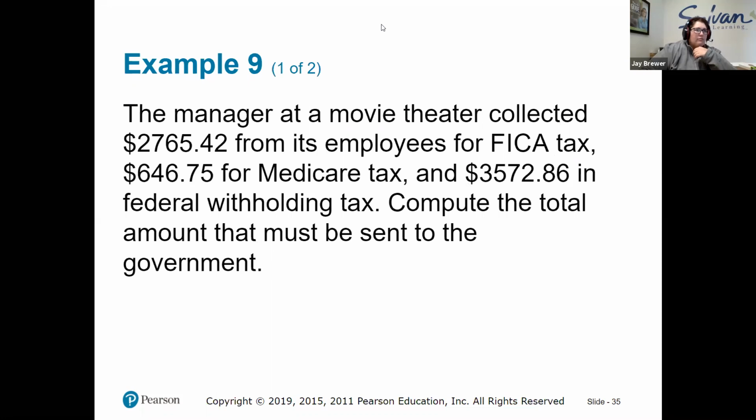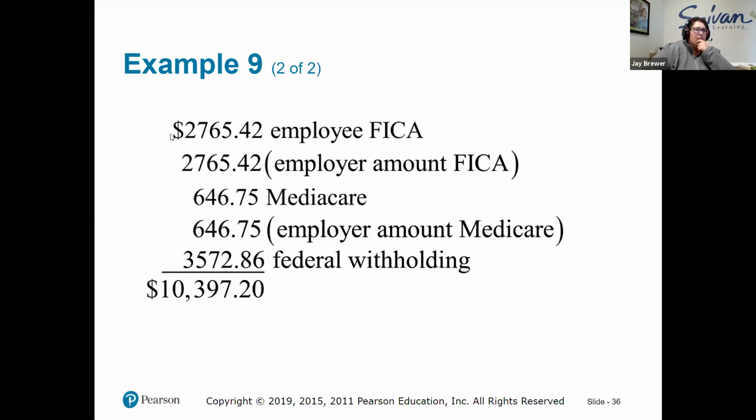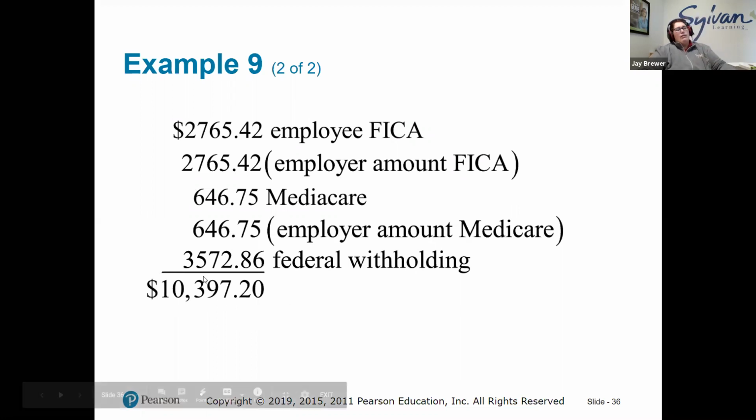All right, I'll give you a few seconds to write that. So here's the employee FICA. It's matched by the employer amount. Here's the Medicare. It's matched. Here's the federal withholding. The federal withholding is not matched by the employer, so do not feel like you need to double that. And then here's their amount once they add it all up.